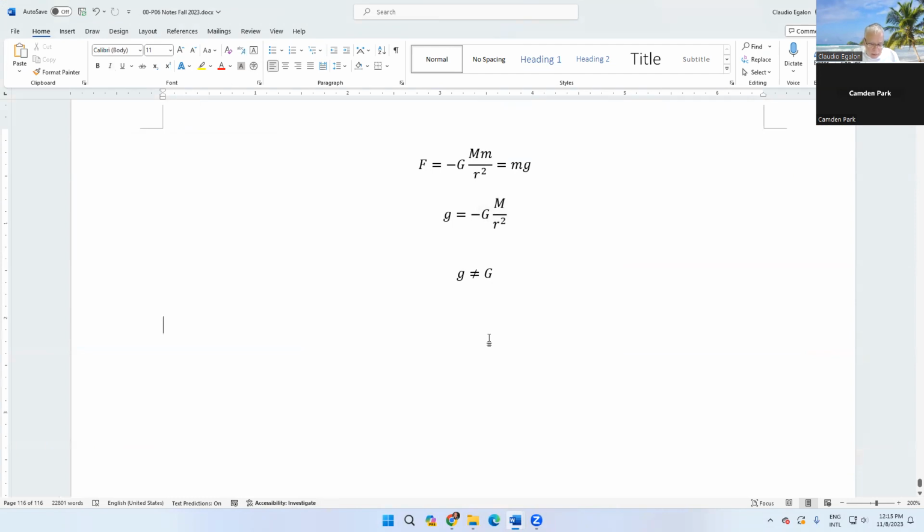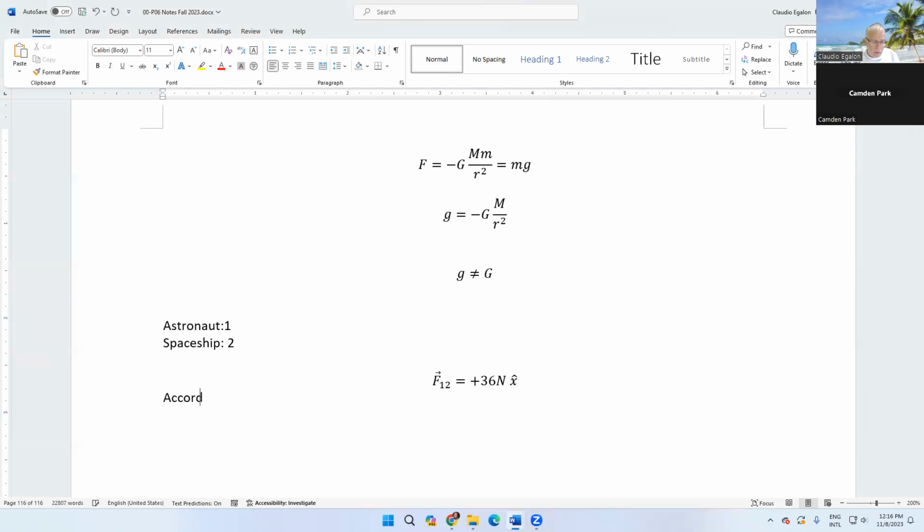Astronaut is going to be 1, okay? Spaceship is going to be 2. Force, and I'm going to put the vectorial format, that the astronaut exerts on the spaceship, is going to be plus 36 newtons in the x direction.